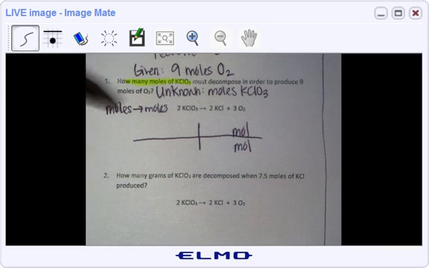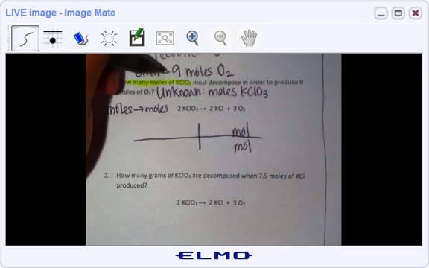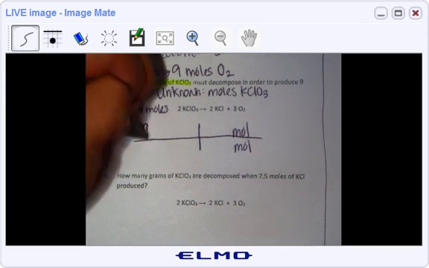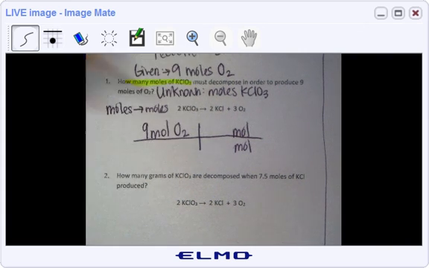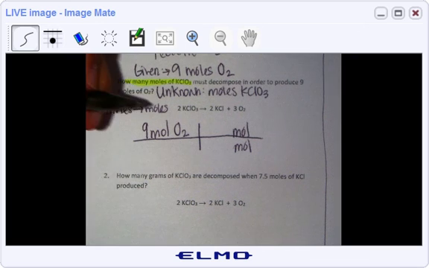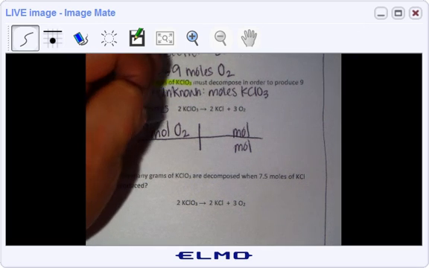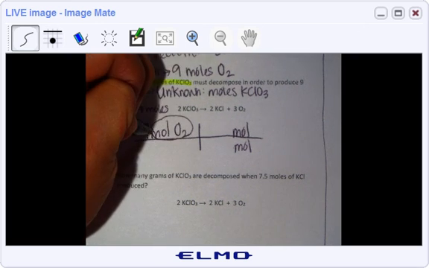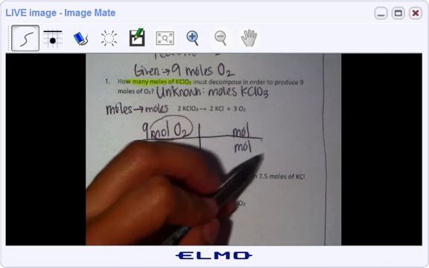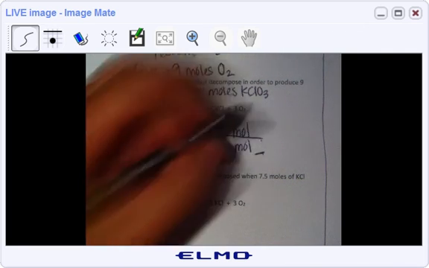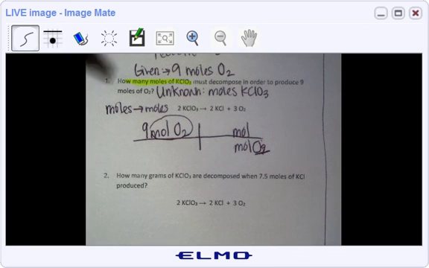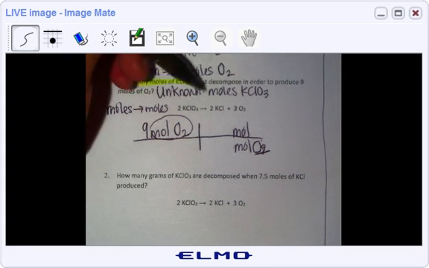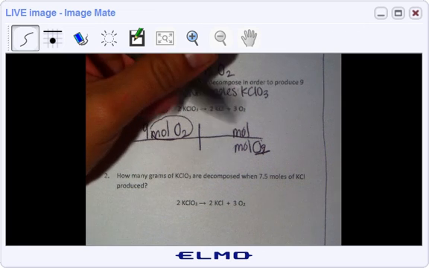Okay, so the mole I was given is what? If this is the mole of O2, what am I putting right here? Mole of what? O2. Okay, so that's still the same, it matches. And then whatever we want, the unknown, we're looking for moles of KClO3.